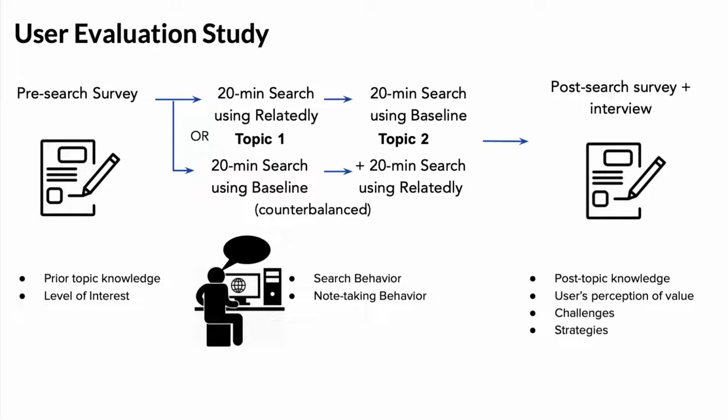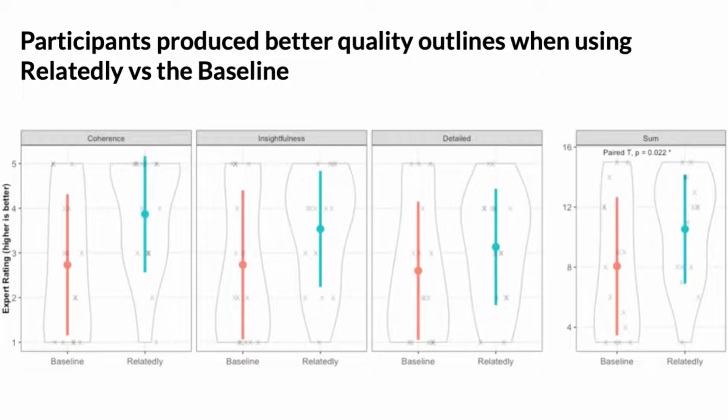Now, to evaluate the system as an alternative approach to literature review, we conducted a within subjects user study where participants were asked to explore literature on 2 scientific topics, with the ultimate goal of producing an outline for a survey paper on each topic, using Relatedly in one condition and using a baseline system that returns a list of papers in another. We find that participants produced better quality outlines when using Relatedly versus in the baseline condition, as rated by topic experts who were blind to the conditions.